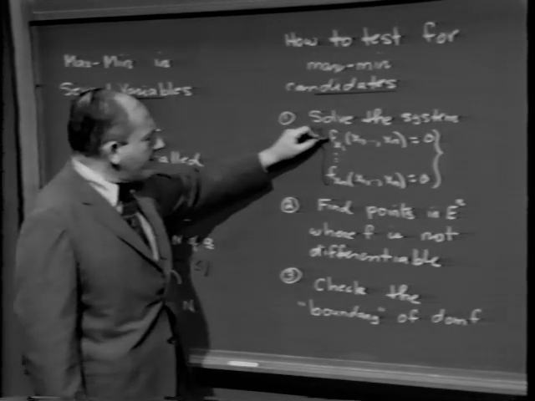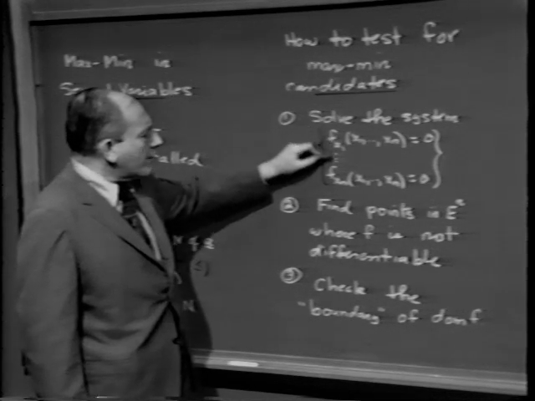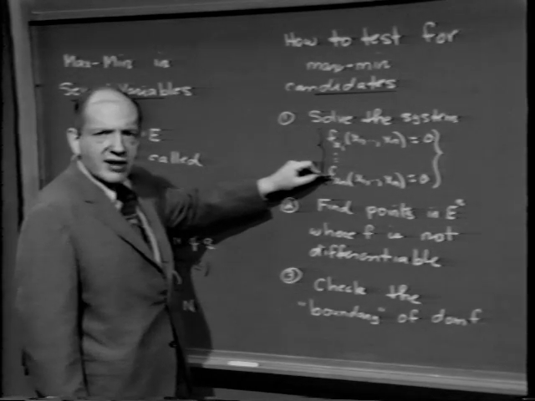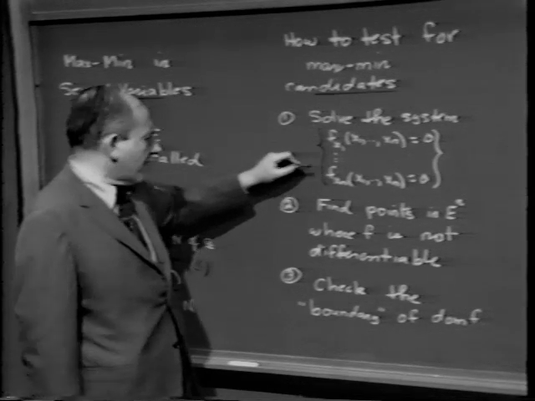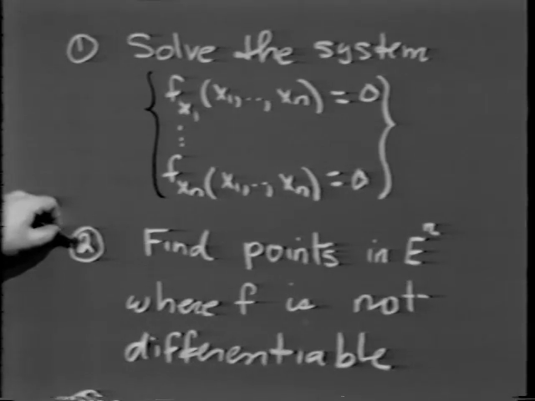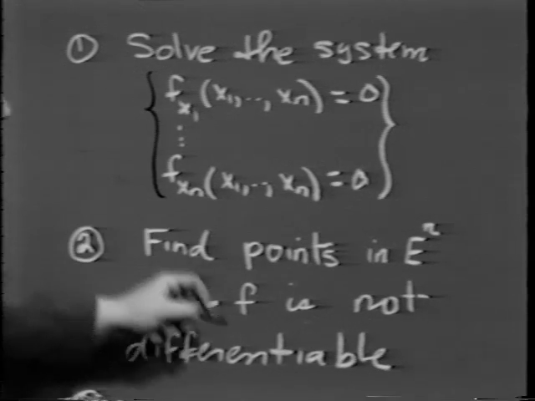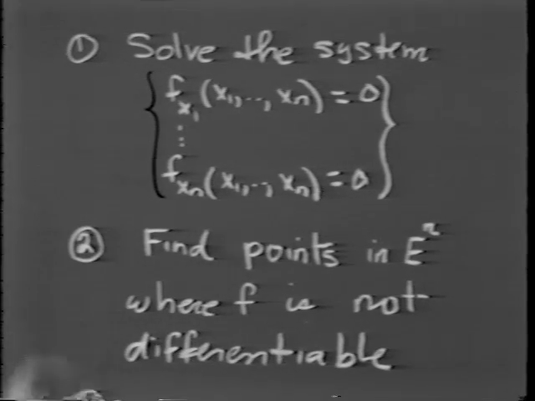Now, of course, there may be points in our domain where the partials don't exist, just like there were in the case of calculus of a single variable. In other words, the second thing we do in testing for candidates is we find points in the domain where f is not differentiable. For example, f might not be continuous, f might not be defined.